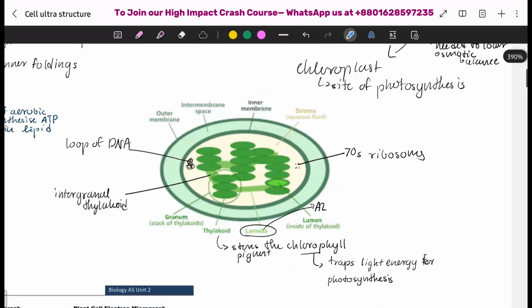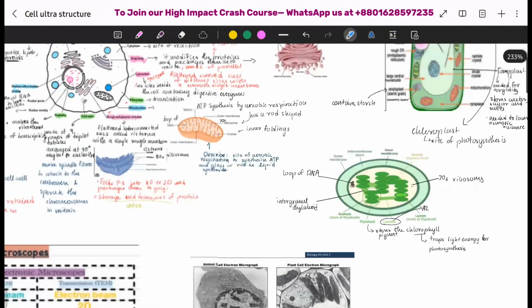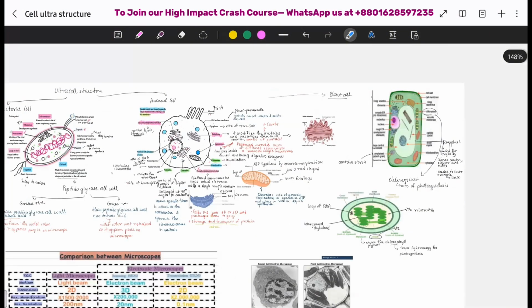Do any of you have any questions for the three types of cells? If not, then I'll move on to the next one.